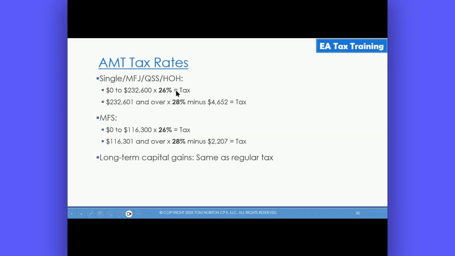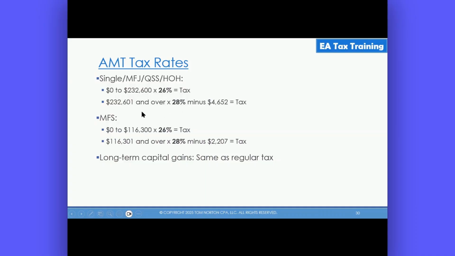You will want to remember for sure these tax rates. You want to know the 26 and 28% amounts. As far as these dollar amounts, I wouldn't worry too much about it, although it's not so hard to remember this one number, $232,600, and then married filing separately is half of that amount. So while you're at it, go ahead, remember those numbers in case it does come up on the exam, but definitely you want to remember the 26 and 28%.